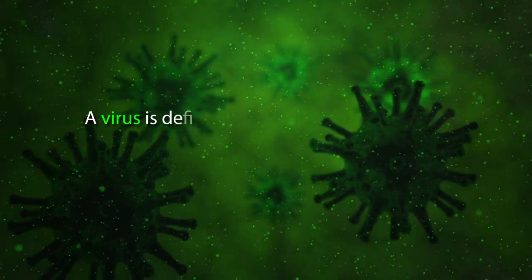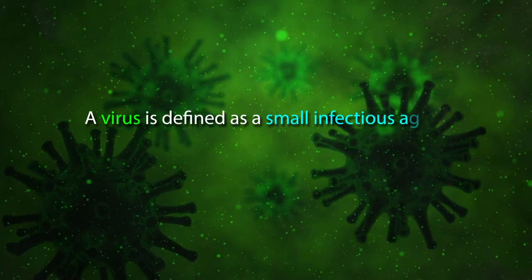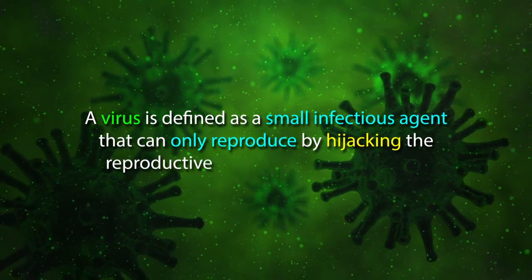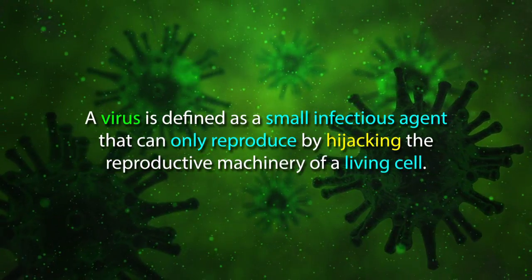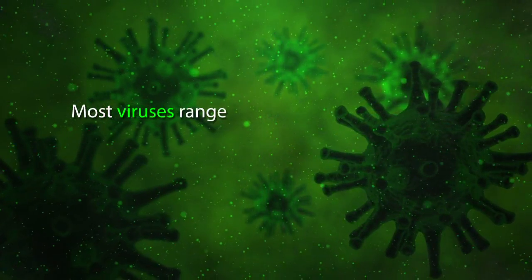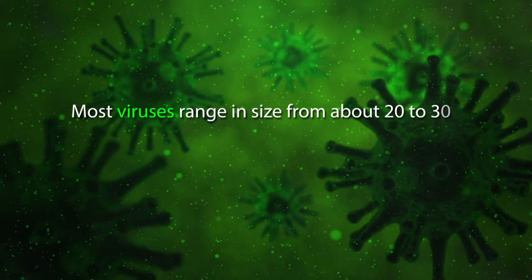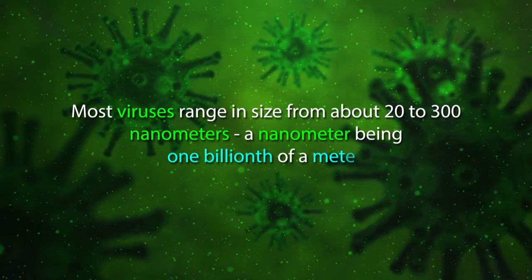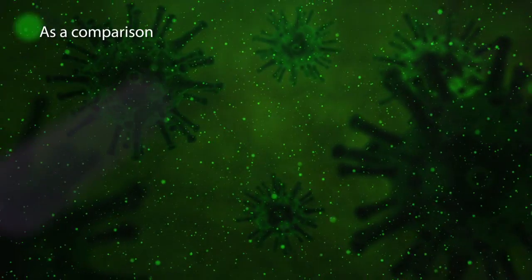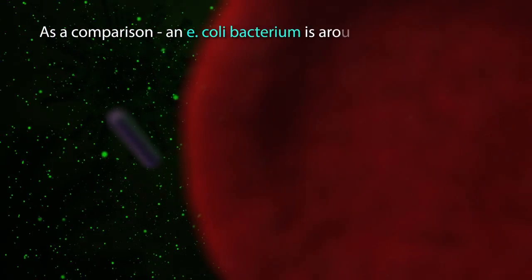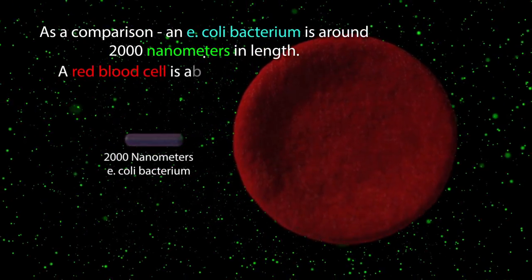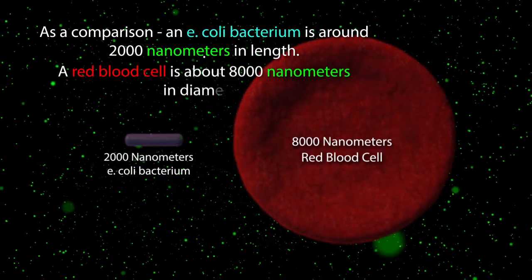A virus is defined as a small infectious agent that can only reproduce by hijacking the reproductive machinery of a living cell. Most viruses range in size from 20 to 300 nanometers, a nanometer being 1/1000th of a micrometer. As a comparison, an E. coli bacterium is around 2,000 nanometers in length. A red blood cell is about 8,000 nanometers in diameter.